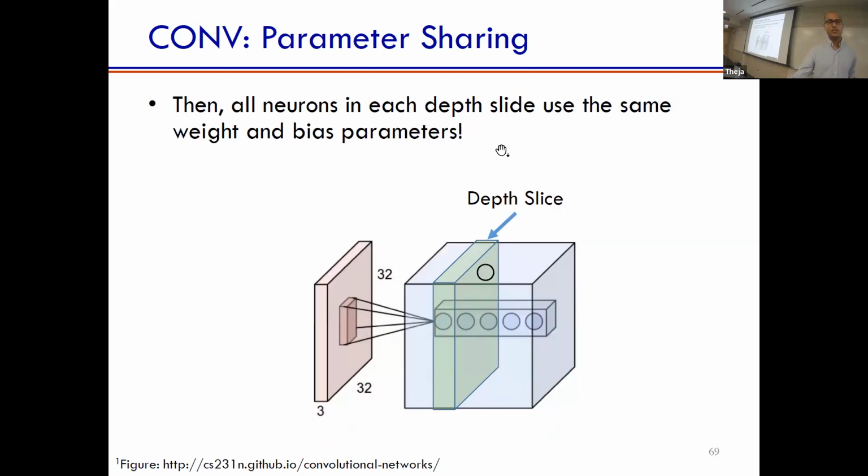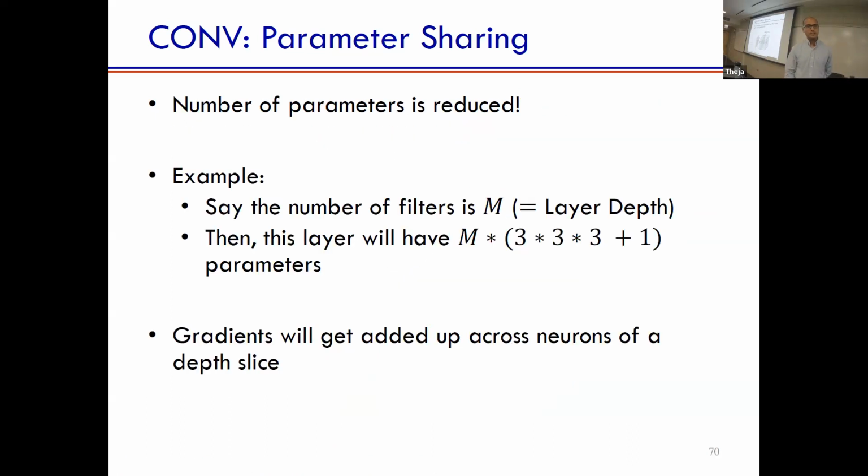And so all neurons in each depth slice, or each 2D activation map, use the same weight and bias parameters, and this is where the parameter reduction is coming from. So just to complete the calculations, the number of filters is m, let's say 5 in the illustrations, then 5 times (3 times 3 times 3 plus 1). This is the number of parameters per filter we chose.